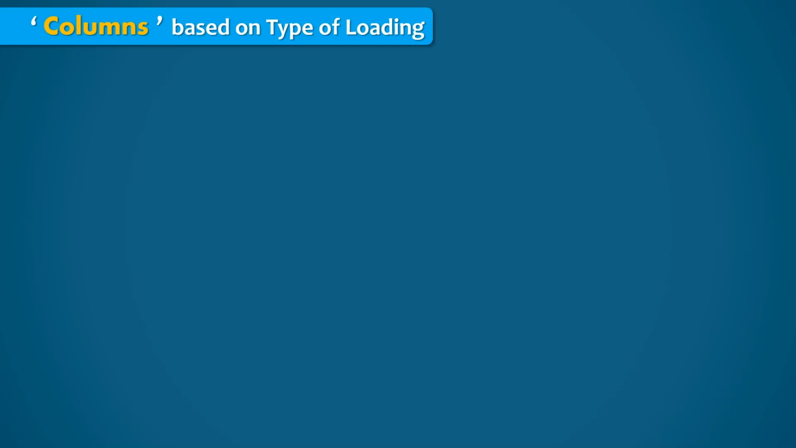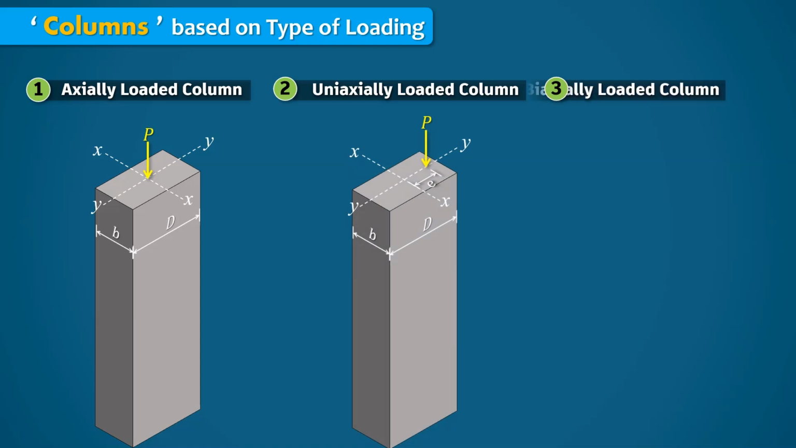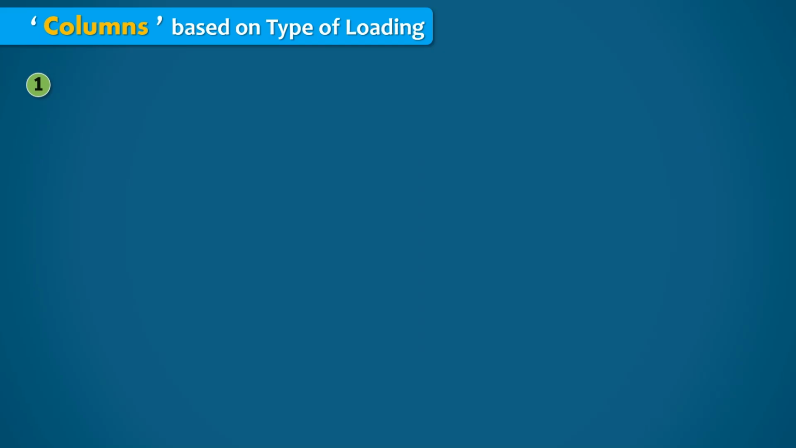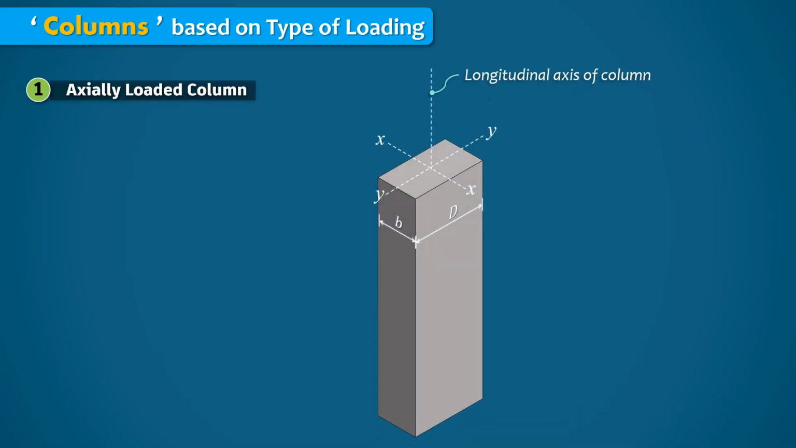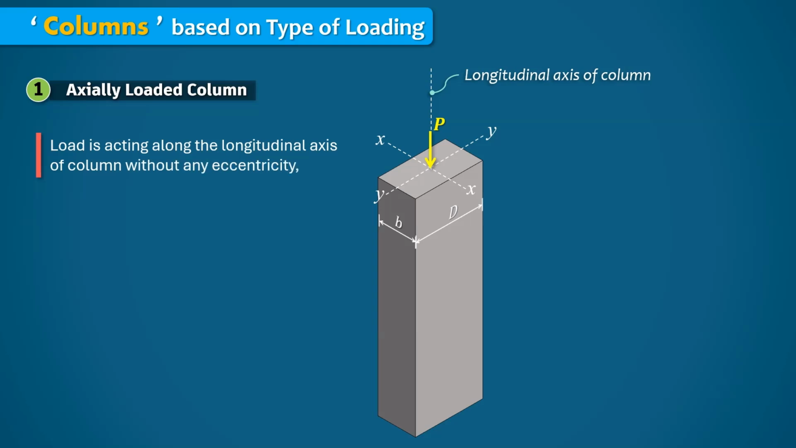Here, columns may be classified into the following 3 types. First, axially loaded columns. Second, uniaxially loaded columns. And third, biaxially loaded columns. Let us understand the first type, axially loaded columns. When the gravity load is acting along the longitudinal axis of column without any eccentricity, then column is termed as axially loaded column. This type of column is relatively rare.